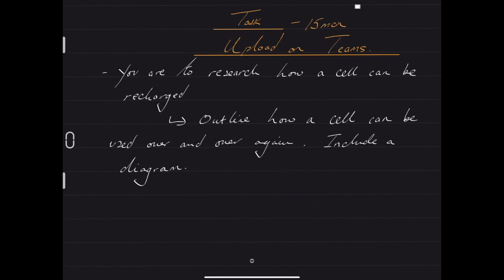So far we've looked at non-rechargeable cells. So what the mechanism of a non-rechargeable cell is what we've looked at. Using the same basic premise, I want you to research now how a cell can be recharged, and I want you to outline how a cell can be used over and over again. I want you to include a diagram, not more than 1 paragraph, 2 at the most, 2 paragraphs, just outlining how a rechargeable cell works with a diagram. 15 minutes for that task, please.